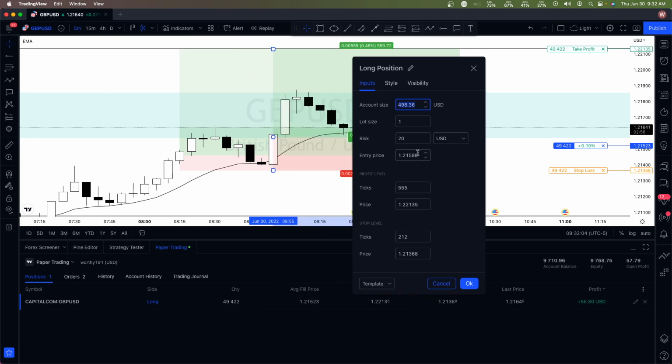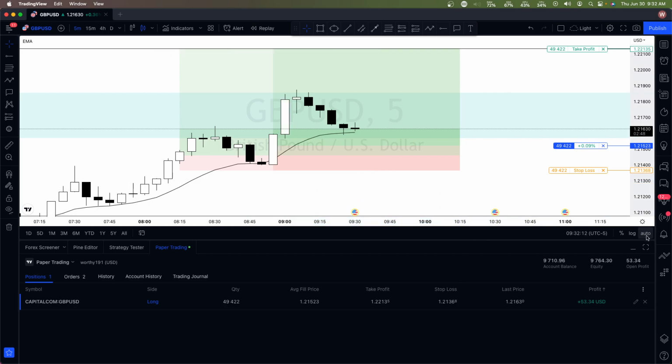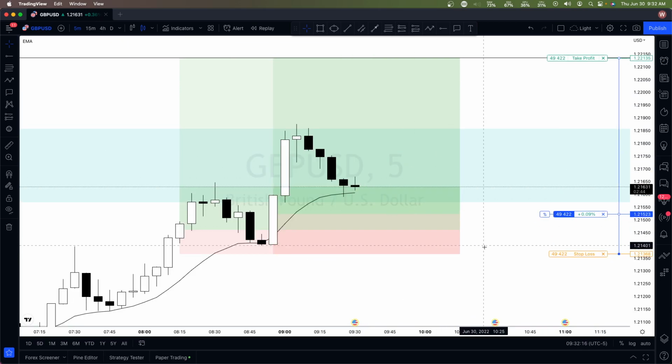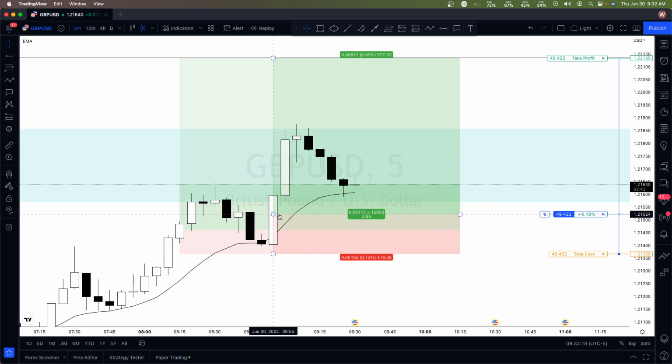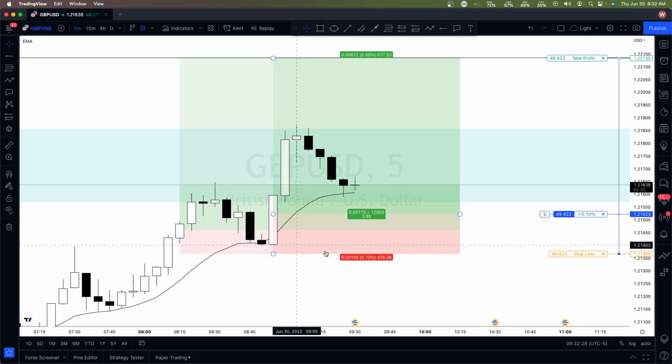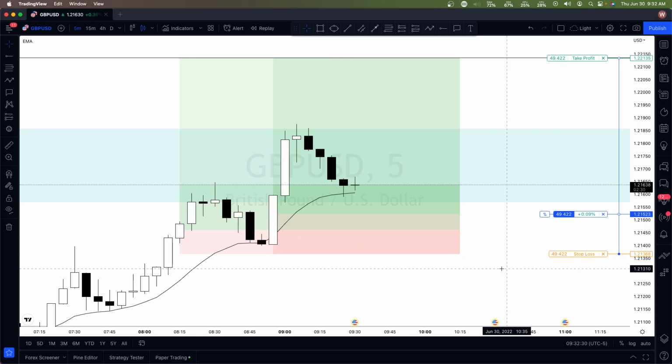This isn't even the right price. That is. So I can move this stop loss. We'll come back.